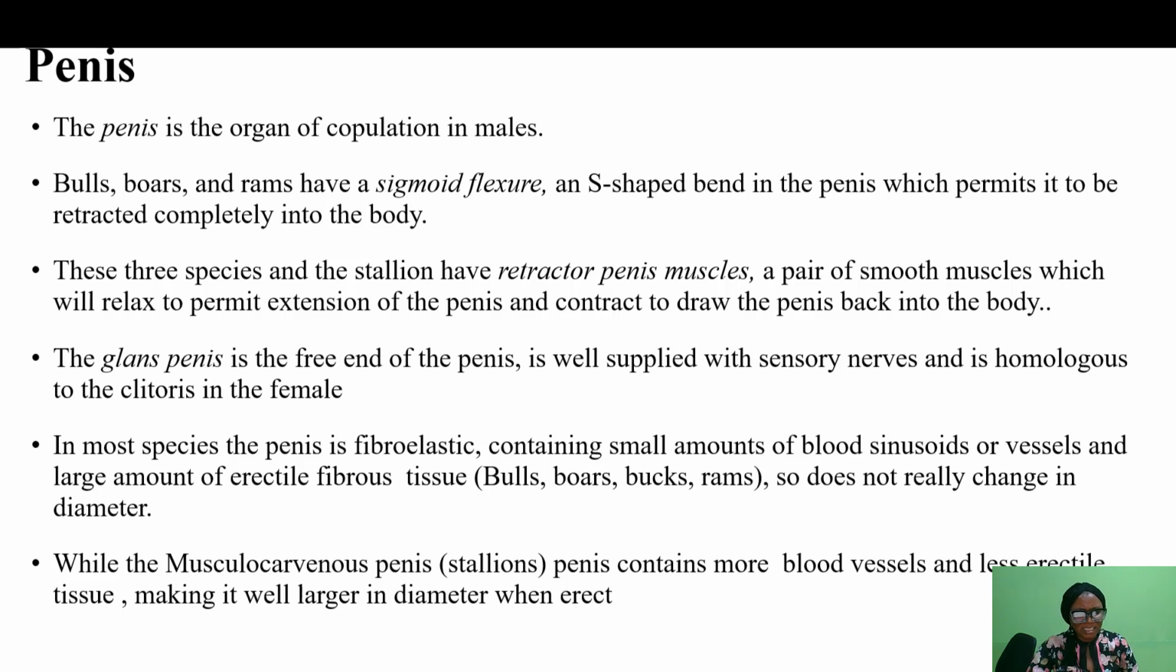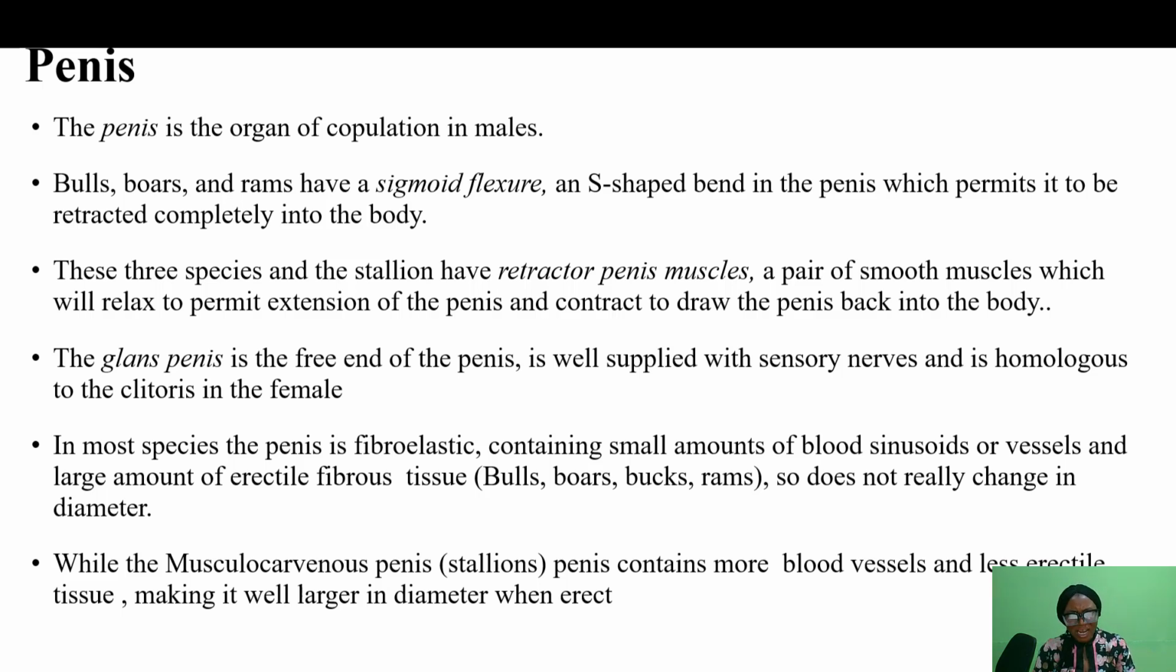Now, the glans penis, that is the free end of the penis, is highly supplied with sensory nerves, and it is very similar to the clitoris in the female animal. In most species we have two major types of penis: the fibroelastic penis and the musculocavernous penis. In the fibroelastic penis, the blood sinusoids or vessels are smaller, and there is more erectile fibrous tissue. That's why we call it fibroelastic. We have more erectile fibrous tissue compared to blood vessels.